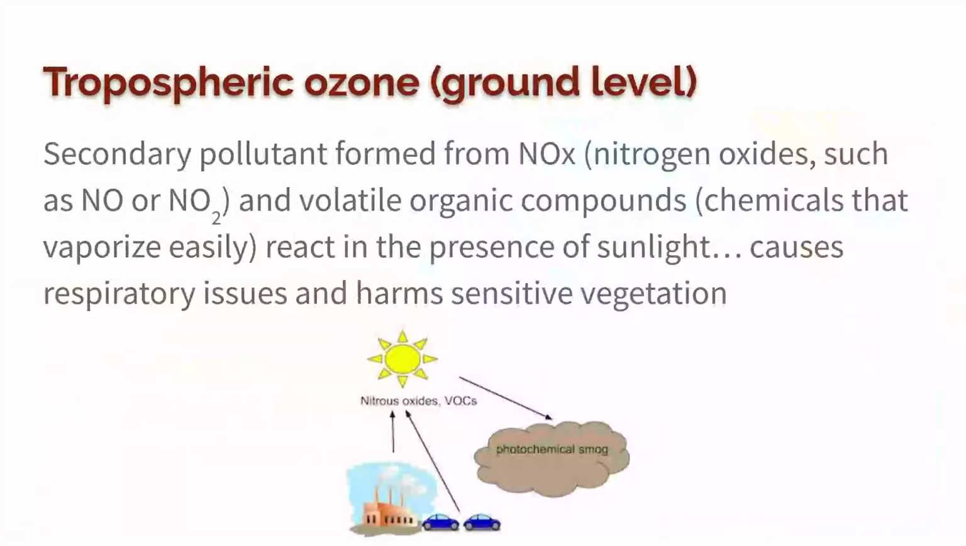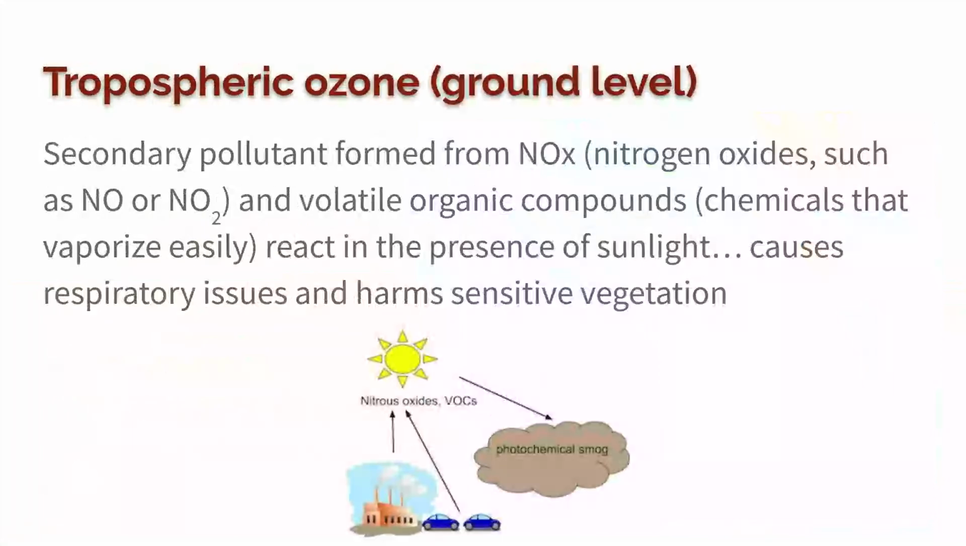It is a secondary pollutant because it's formed from NOx and volatile organic compounds reacting together in the presence of sunlight. So I want to back up and talk about this word NOx. NOx, we abbreviate with an X because it could be either nitrogen monoxide or nitrogen dioxide. So the X is just letting us know that it could be a 1 or a 2. Volatile organic compounds are chemicals that vaporize really easily, so they can become a gas.